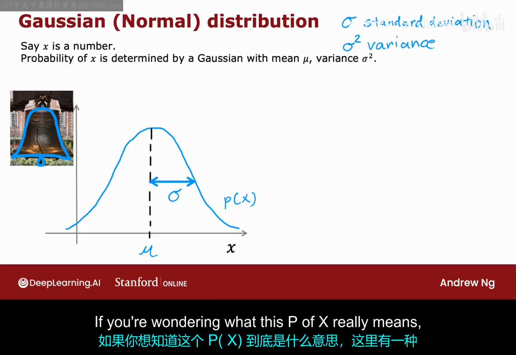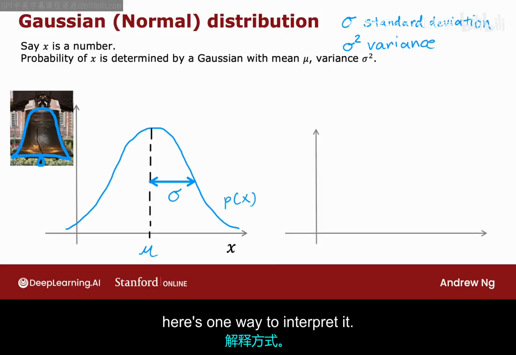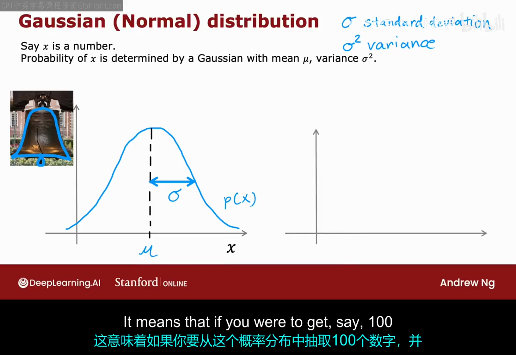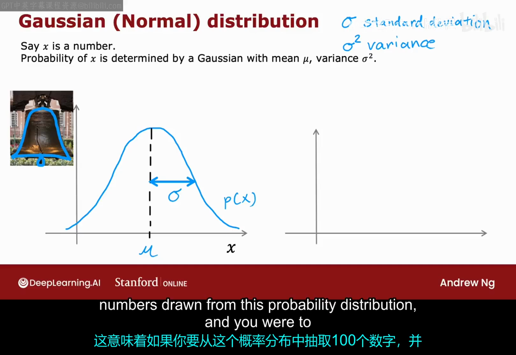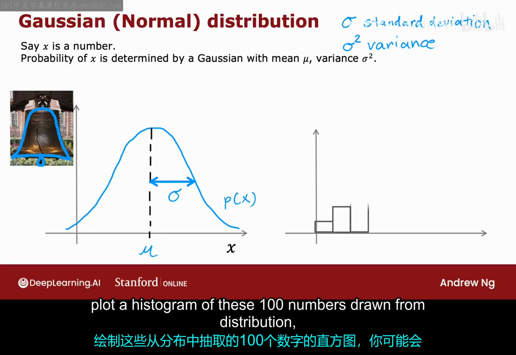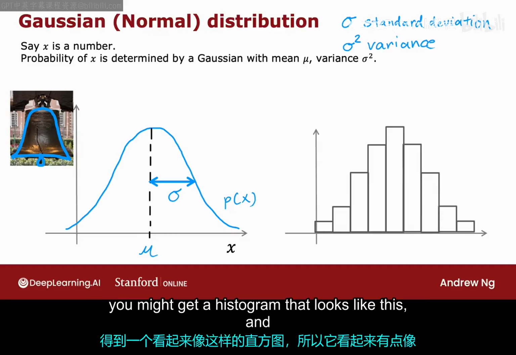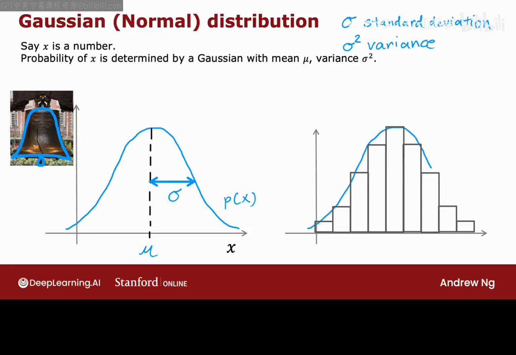If you're wondering what this p of x really means, here's one way to interpret it. It means that if you were to get, say, 100 numbers drawn from this probability distribution, and you were to plot a histogram of these 100 numbers drawn from this distribution, you might get a histogram that looks like this. And so it looks vaguely bell-shaped.